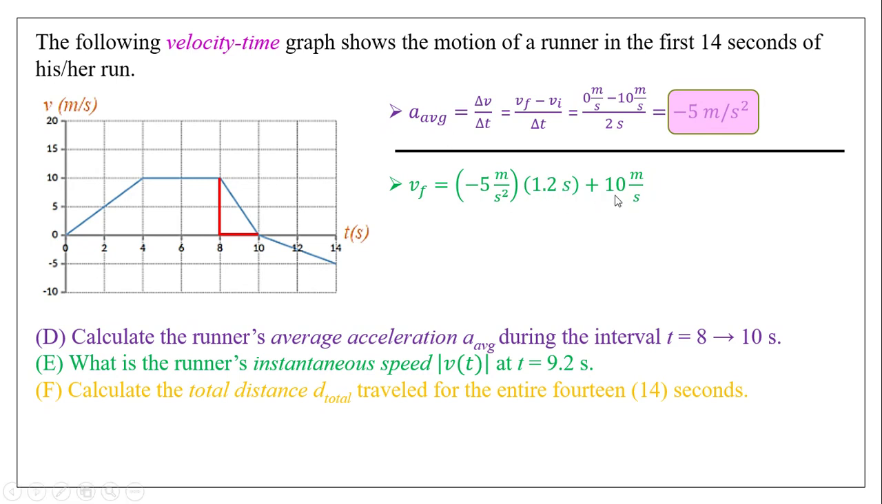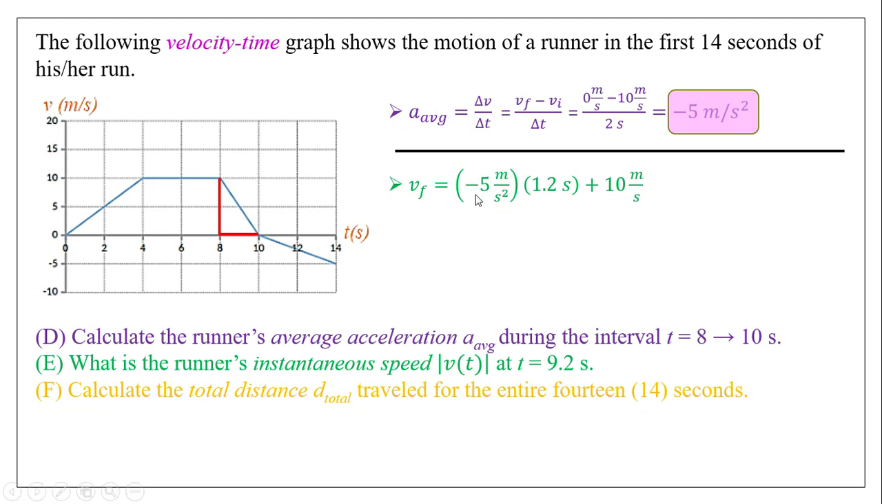What's my initial velocity? My initial velocity at 8 seconds is 10. Don't put in 0 here just because at time equal to 0 the velocity is 0 meters per second. The problem starts at 8 seconds, so follow the graph and listen to what it has to say. The velocity here is 10, so my initial velocity for this interval from 8 to 10 is 10 meters per second.